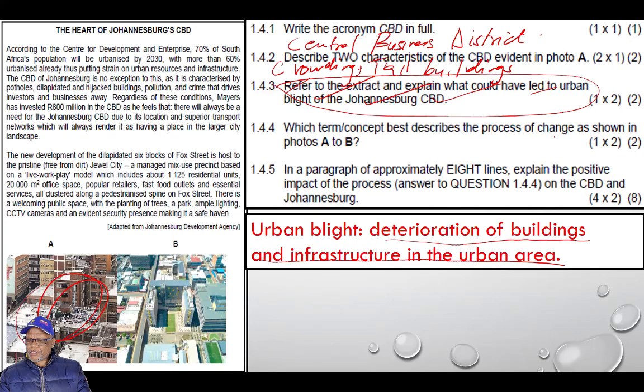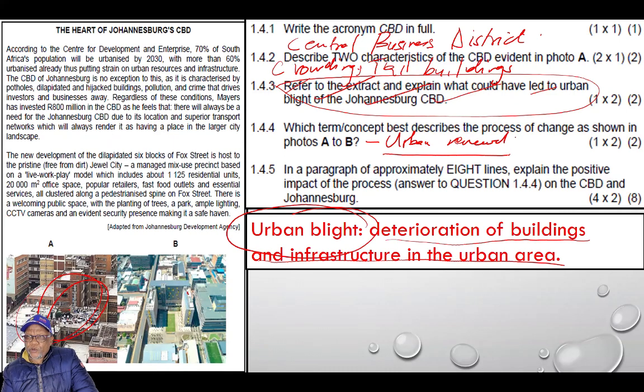Which term or concept best describes the process of change as shown in photo A to B? So this one is also a concept. What do you see here? The concept that you see here is urban renewal. You can see the urban area has been improved from this to that. This is a concept which is the opposite of urban blight. Urban blight is the deterioration of buildings and infrastructure in the urban area, but urban renewal is the improvement of urban areas.